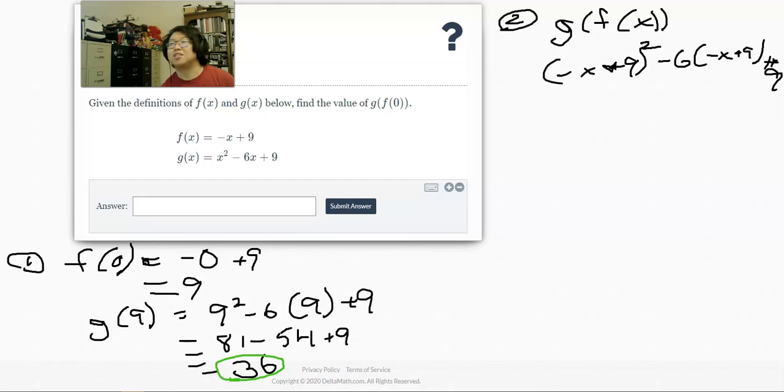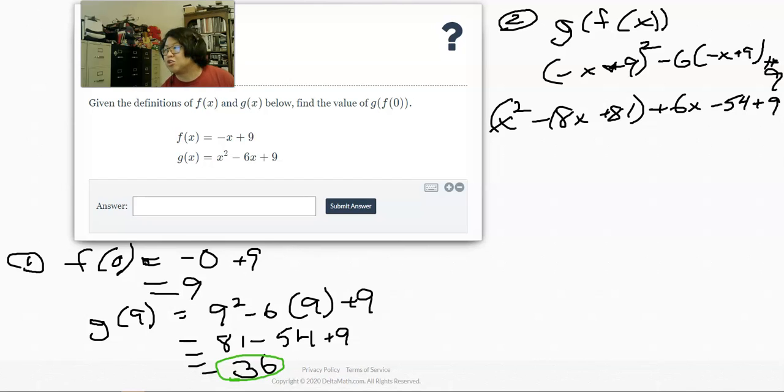Now, this is a little easier to square than the one I did in the notes earlier, so I'm going to go ahead and square it. It's going to be x squared minus 18x plus 81. You can do the math on your own if you don't believe me. Minus 6 times minus x is plus 6x. Minus 6 times plus 9 is minus 54. And finally, I have that plus 9 chilling on the outside still.